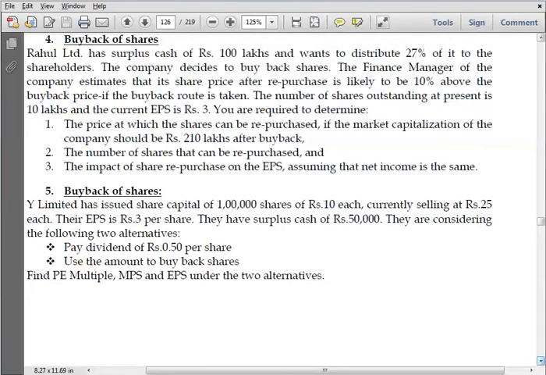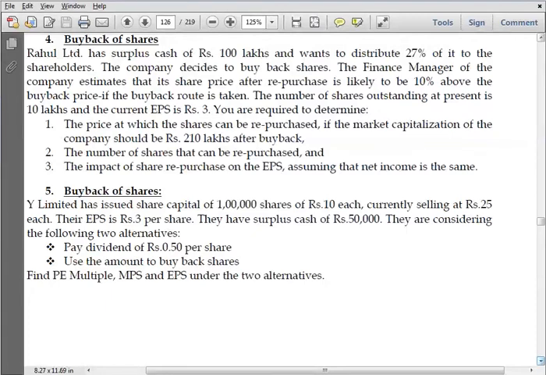When I do dividend payout, the price will become 24.5 into 1 lakh shares. If, instead of a dividend payout, you do a buyback, I have surplus cash of 50,000. Current market price is 25. 50,000 divided by 25 is 2,000 shares. You will buy back 2,000 shares, and the shares will become 98,000.